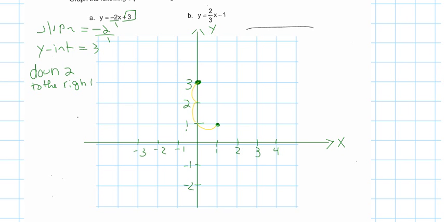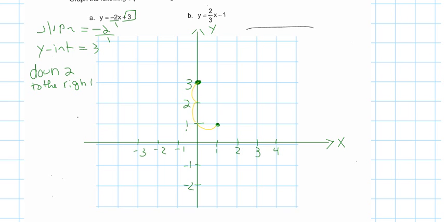So the y-intercept isn't -2 over 1. No, that's your slope. Your y-intercept is the number that's added or subtracted by itself, right? Does that make sense to you? Okay.